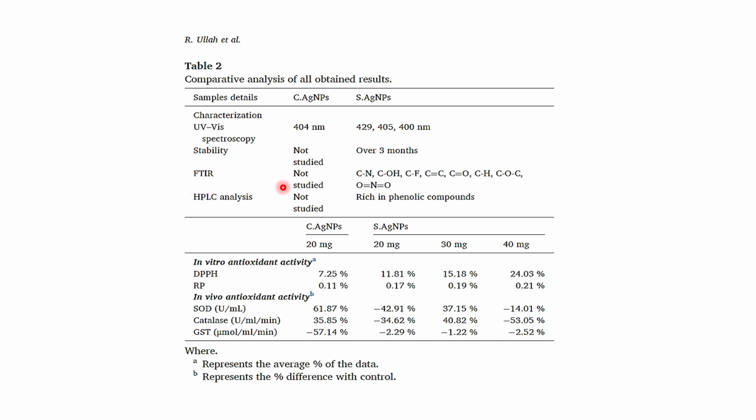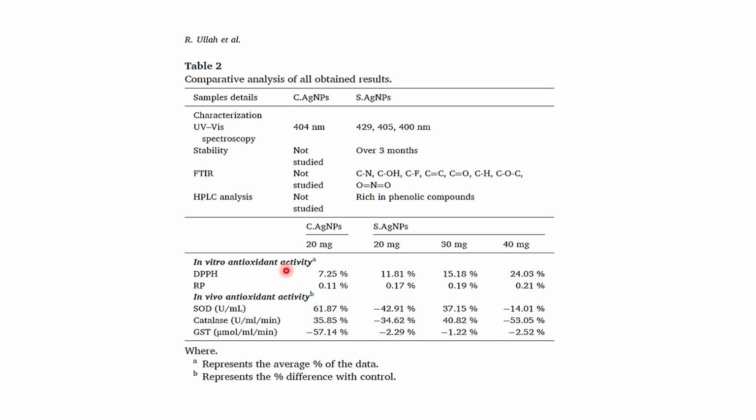For FTIR analysis, we did not use this for the chemical AgNP. The biologically synthesized nanoparticles show a high combination of carbon-nitrogen, carbon-oxygen, carbon-fluorine, carbon-carbon double bond, and carbon-oxygen double bond. Because this is rich in phenolic compounds, the functional groups are mostly carbon, nitrogen, oxygen, fluorine, etc. These are the functional groups present in phenolic compounds.